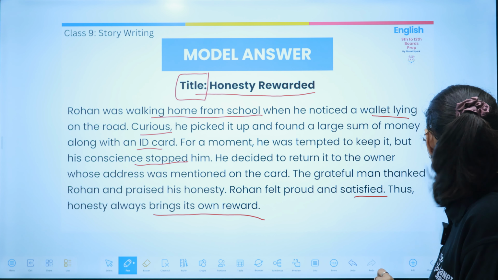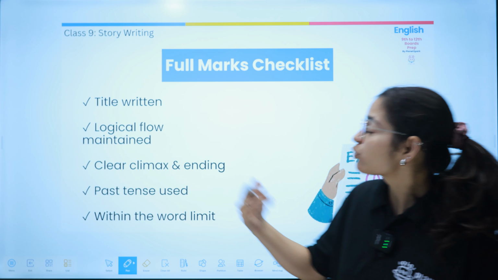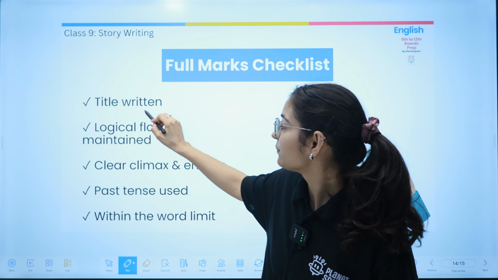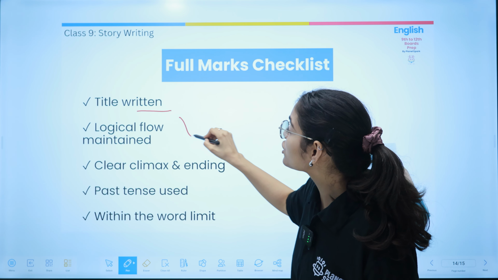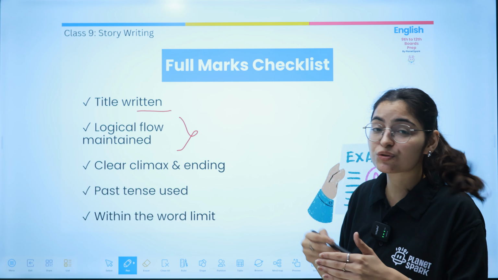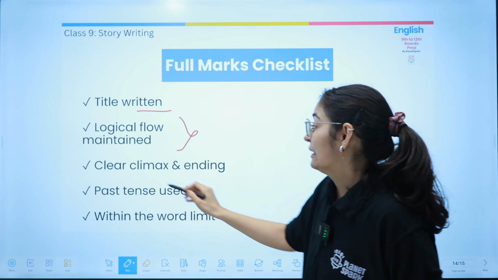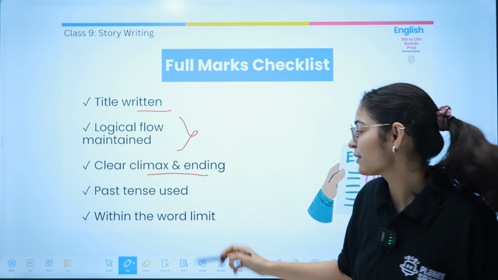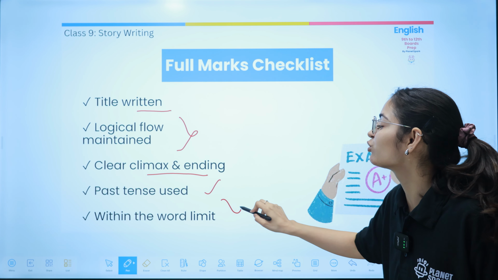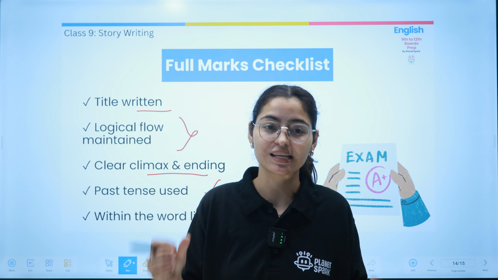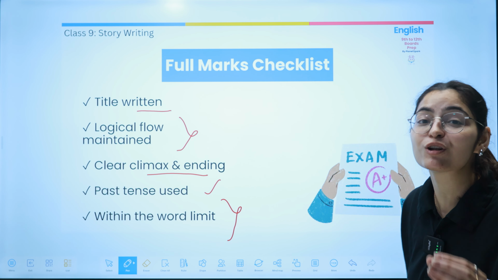Now, before submitting your answer, quickly check if you've written the title of the story at the top. Check if there's a logical flow maintained throughout your story. There should be proper paragraphs, a clear climax and a clear ending. Make sure you used past tense throughout your story and you stayed within the word limit. If you do all of these, remember you'll definitely get full marks.